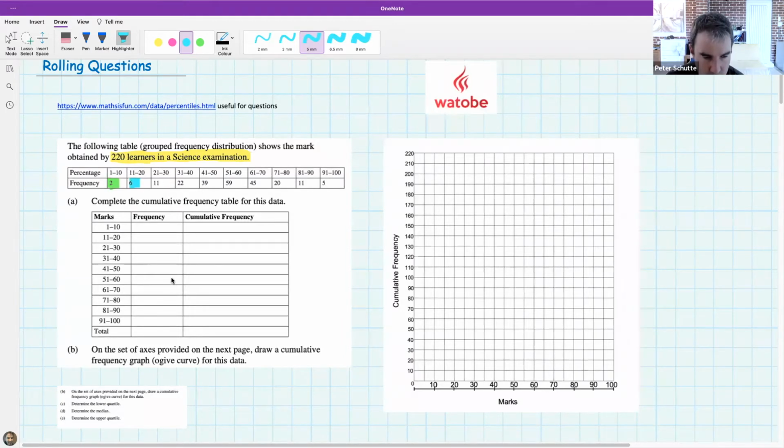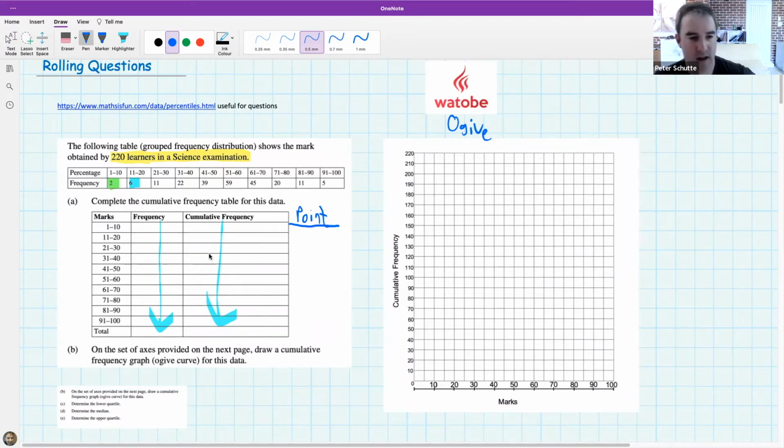Now, I want you to fill out these 2 columns over here. And then I also want you to add another column for the point that you are going to put on your ogive, which we're going to draw over here. So first of all, I want you to fill out the table. Once you've done the table, put "table done" in the chat. So this is step 1.